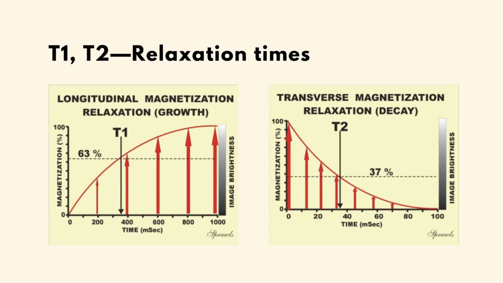When a radio frequency pulse is applied, some protons will reach a high energy level and their vectors become anti-parallel to the external magnetic field B0, thus cancelling out the parallel vectors, thus causing longitudinal magnetization to reduce.